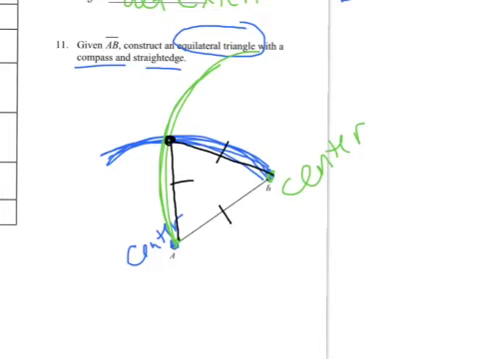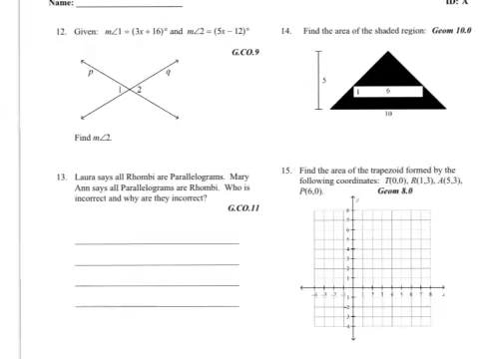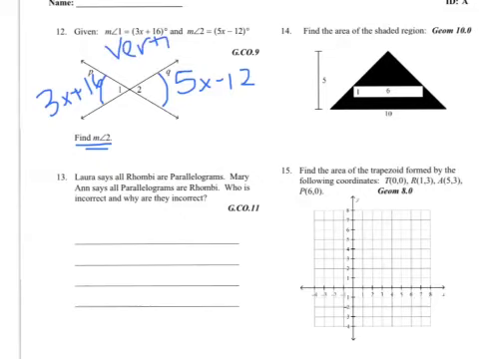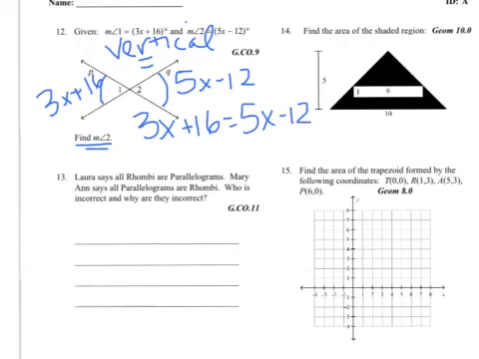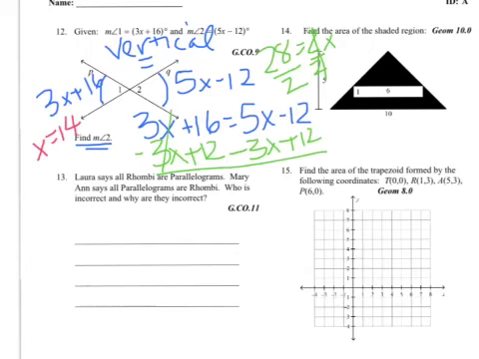Question number 12 says we're given angle 1, which is 3x plus 16, and we're given angle 2, which is 5x minus 12, and they want us to find the measure of angle 2. So hopefully you know that these are called vertical angles, and they're equal to each other. So I'm going to set up an equation and solve: 3x plus 16 equals 5x minus 12. When I solved, I canceled these, and I got x is 14.